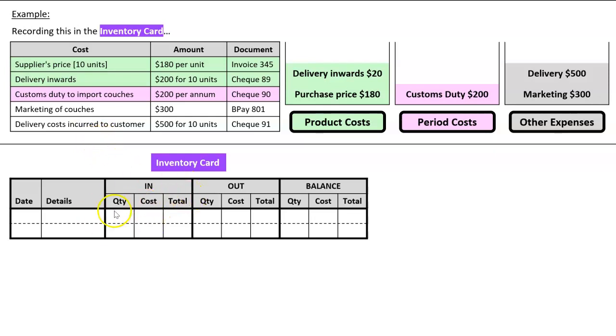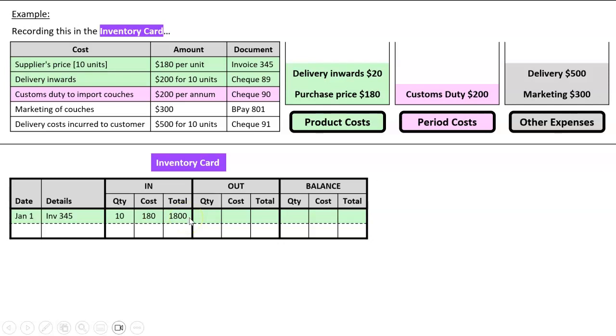There's a couple of ways to do this. I'm going to use the method I use first, and then we'll use another method, and you just use whichever one you prefer. Let's take this one. The first one was $180 per unit on invoice 345. So I go here and I say on January the 1st, on invoice 345, 10 units came in at $180 each. That's a total of $1,800.